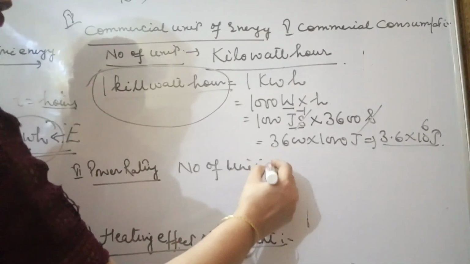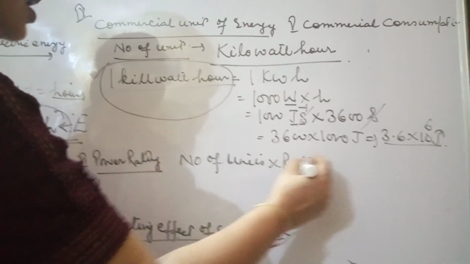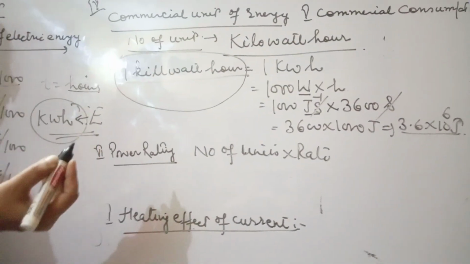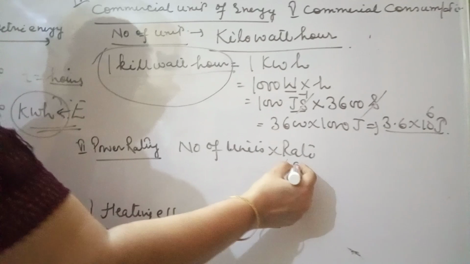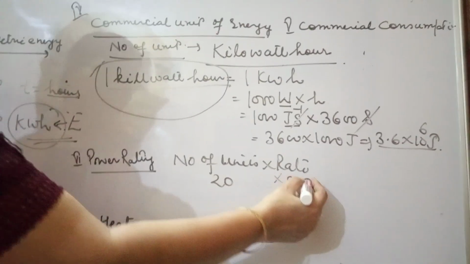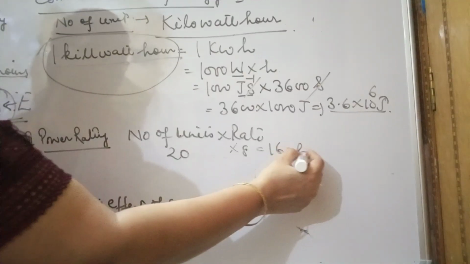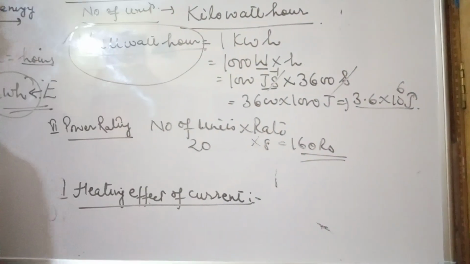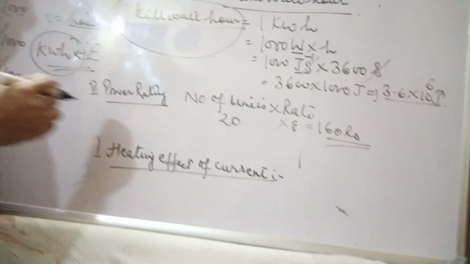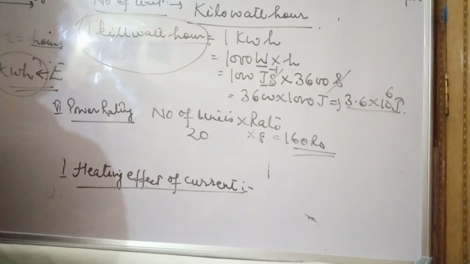Multiply with the rate which is given to you. Suppose the per unit rate is 8 rupees per unit. So you multiply with 8. Suppose you find out the units are 20 units. So net answer is 160 rupees. So that is the way to find out the electricity bill. Simply, number of units into rate.